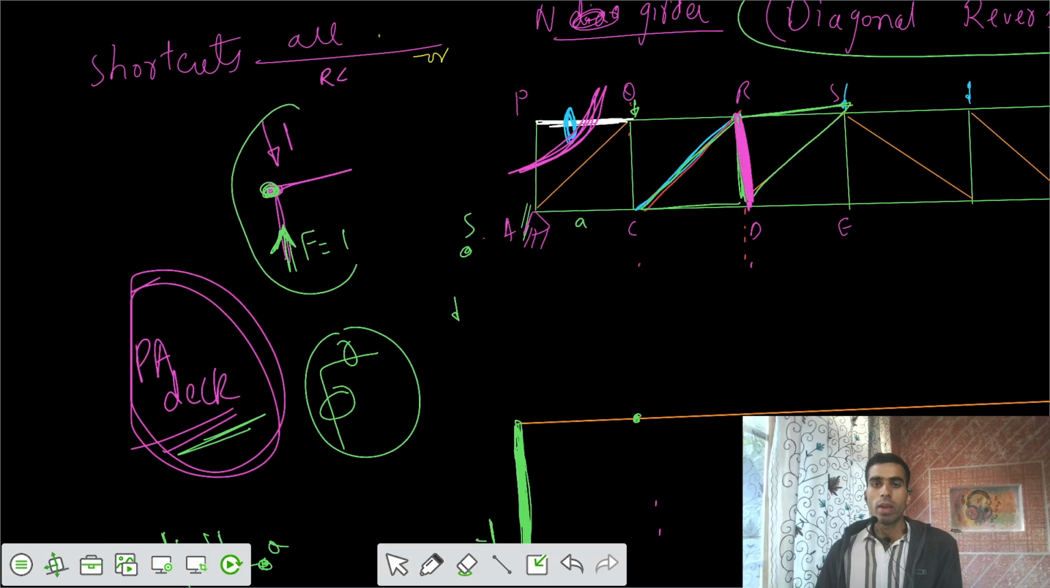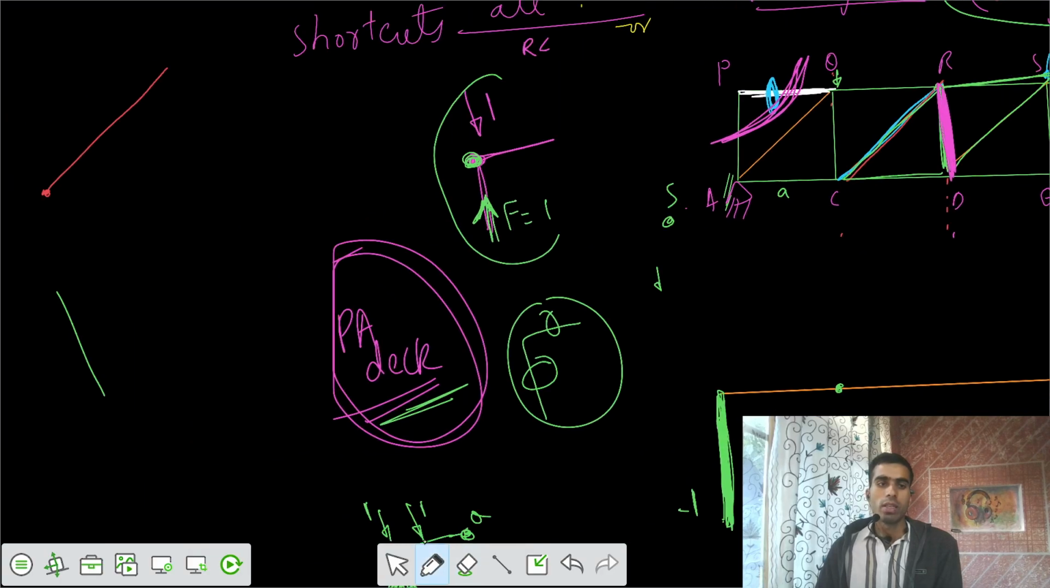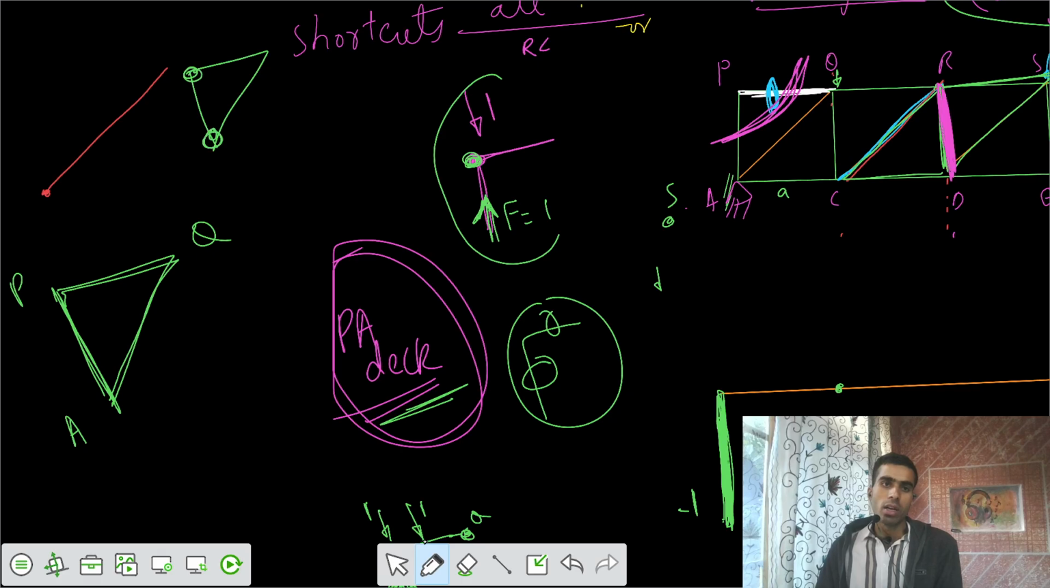Now one more way we can do it: if this is your PQ, and we need to get the force in the member PA, there's a possibility that once we select the triangle, the critical locations are in the triangle itself. Once I said that the unit here is 1, then we said F equals 0 for all locations. Then how can you join that? Why do you have to join it to the reference line? I would say on the point Q itself.